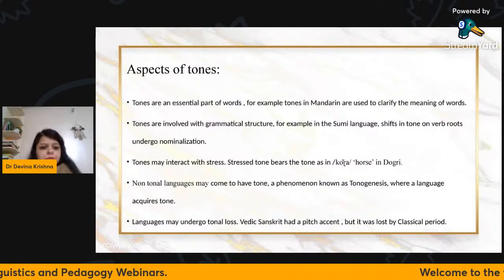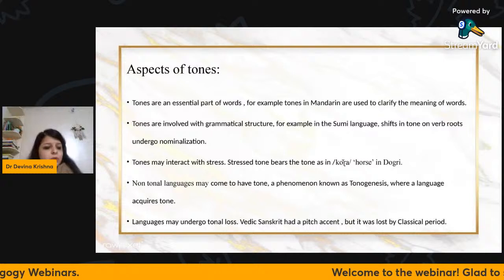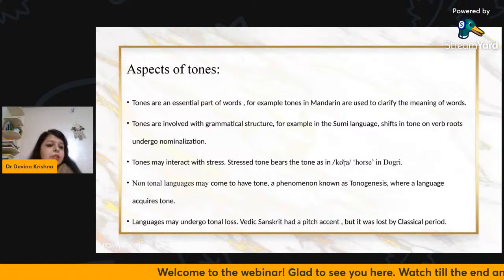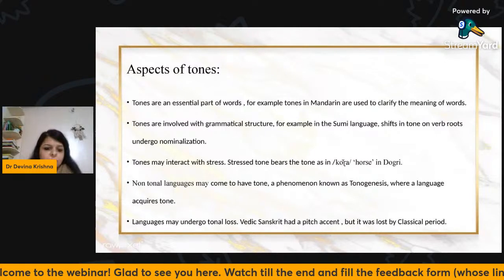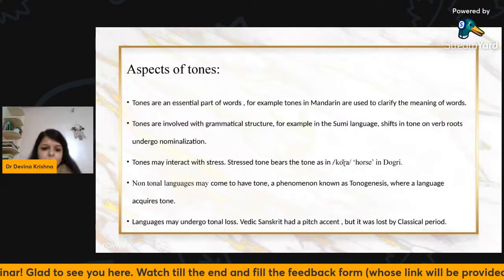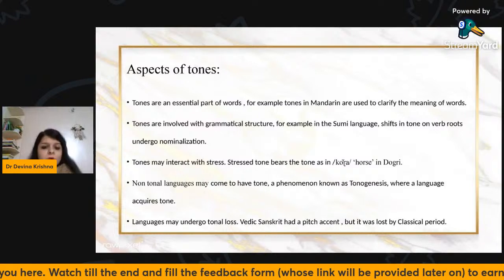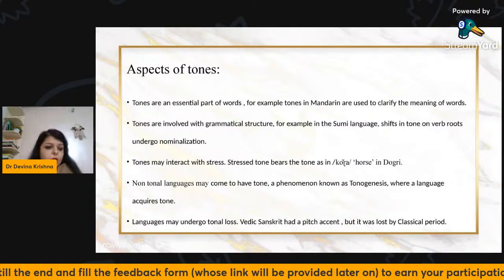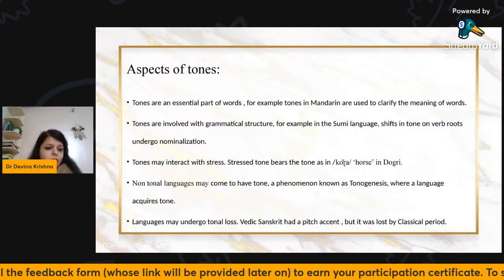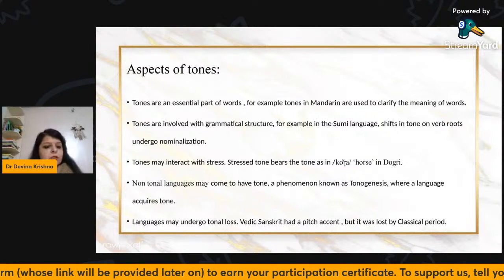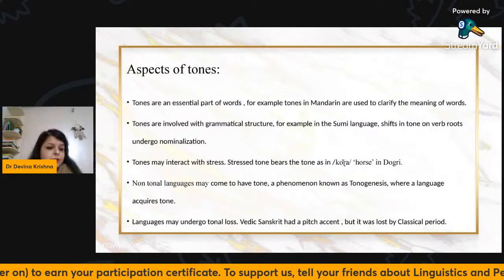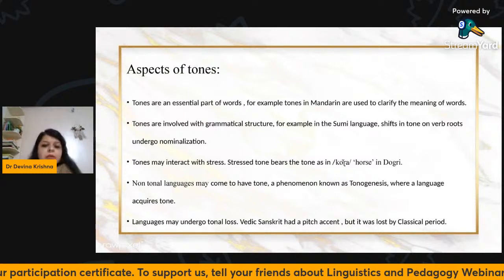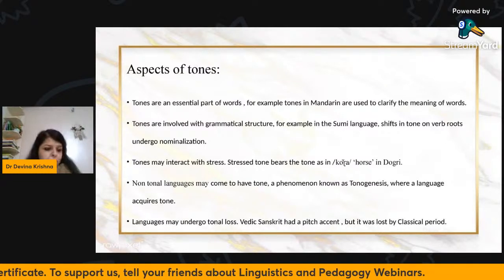So then tones may interact with stress. Stress is the relative prominence of a syllable. For example, I've given an example from Dogri. So the stressed syllable bears the tone, as in koda, horse in Dogri. Now the word koda, that is referred to as horse in Dogri, and I also found in my work that it bears a falling rising tone. I'll tell you what a falling rising tone is.